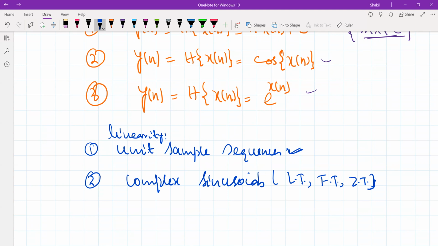Transform theory means Laplace transform, Fourier transform, Z transform. So in convolution sum, we'll see how we actually express any signal in terms of unit sample sequences or simply delta functions. Similarly, in transform theory, we express the signal in terms of weighted sum of complex sinusoids. So this is the importance of the linearity property or simply linear systems. So that's why linear systems are very important. Let's end it here. In the next session, we'll learn what we mean by time invariance property.